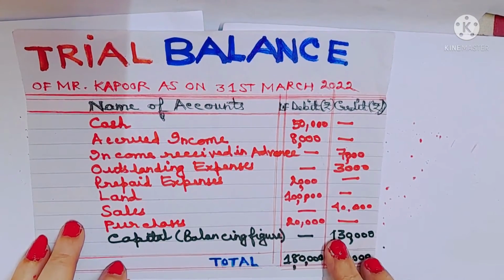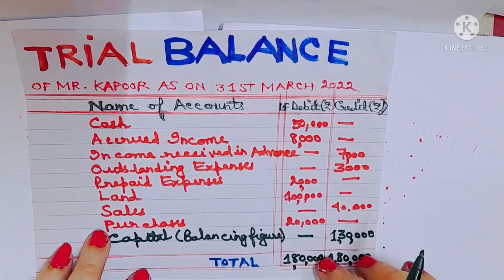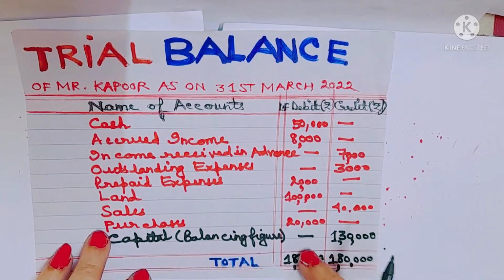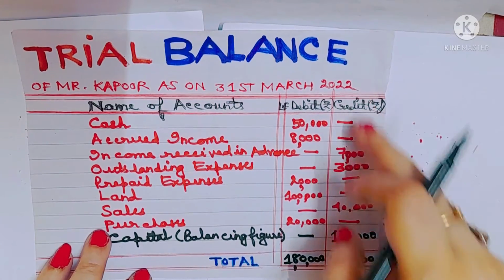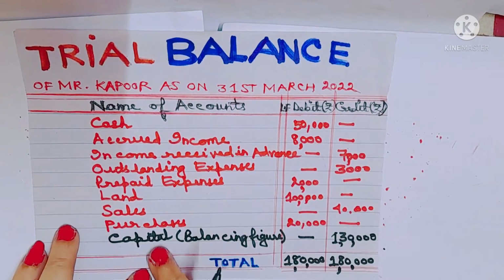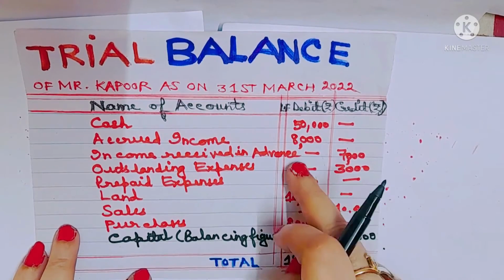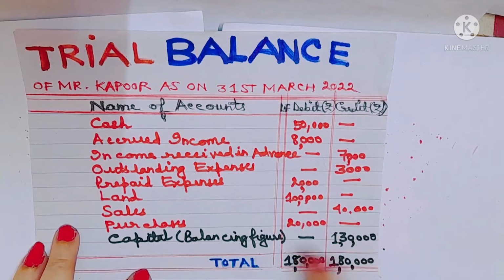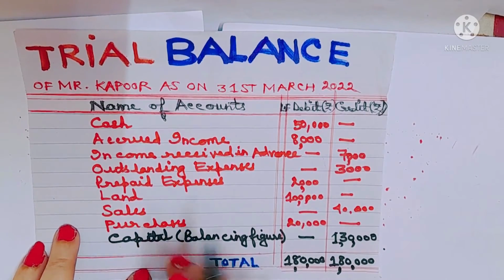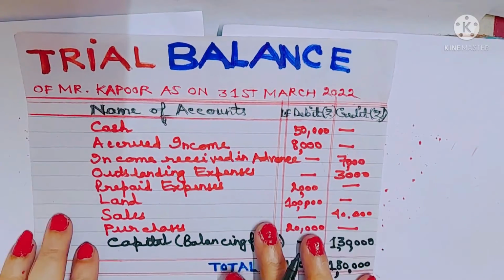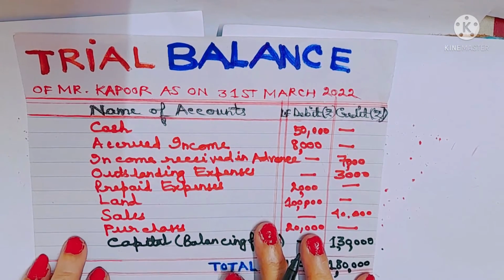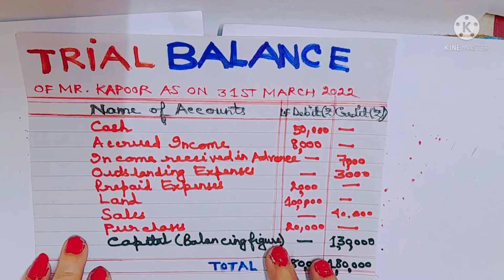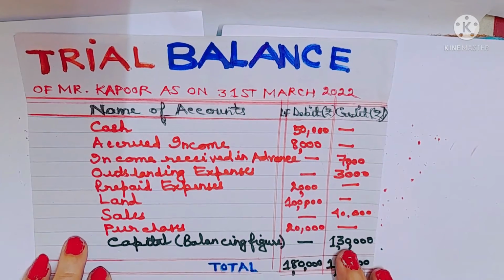So the total of the debit column is 1,80,000 and we'll have to write the total of the debit column in the credit column also. Whichever is bigger, we write in both columns. The total of the credit column is only 50,000. So if you deduct the total of the credit column from the total of the debit column, you'll get 1,30,000. And 1,30,000 will be treated as capital because it has already been mentioned in the problem that the balancing figure will be treated as capital. So capital will be the balancing figure. So the amount of capital will be 1,30,000.